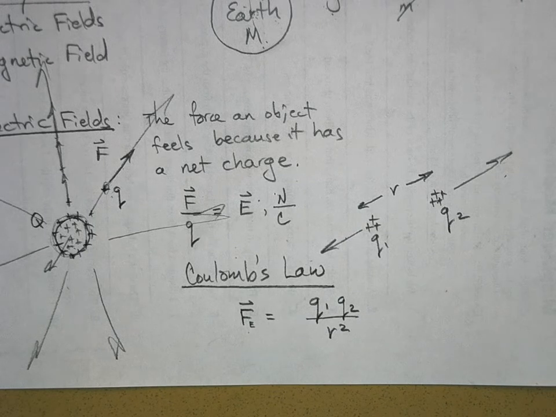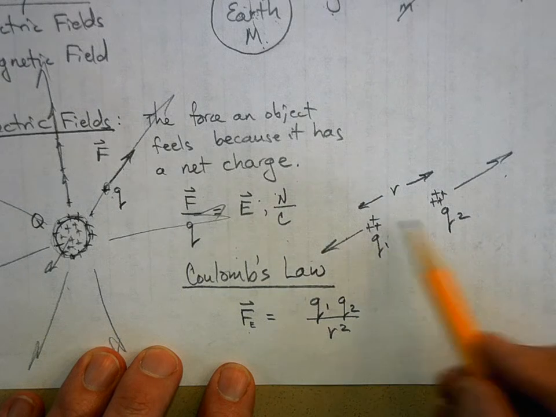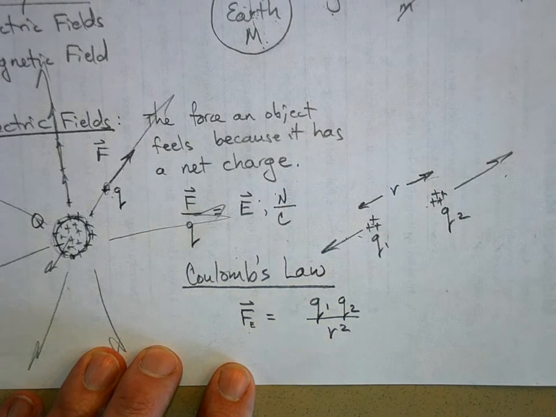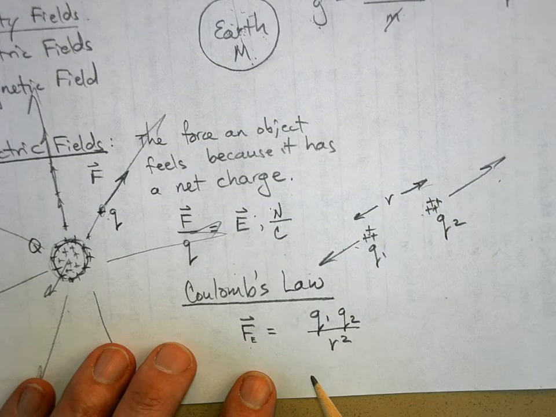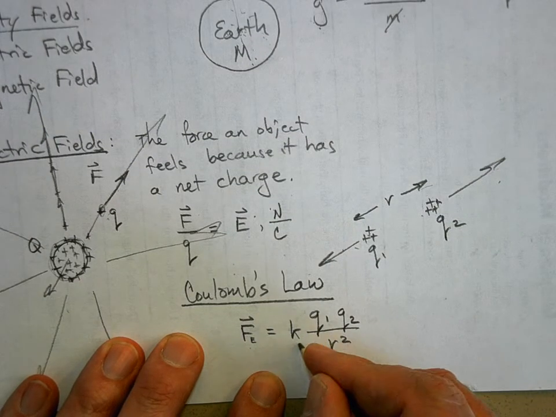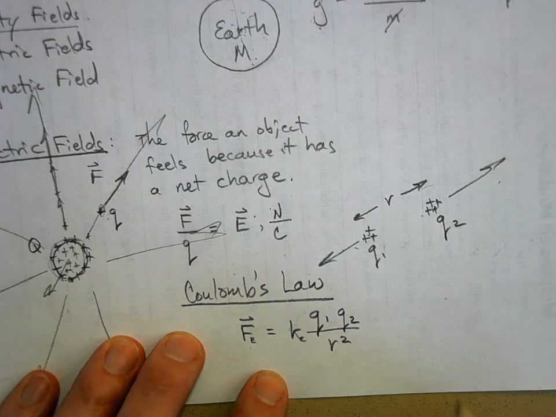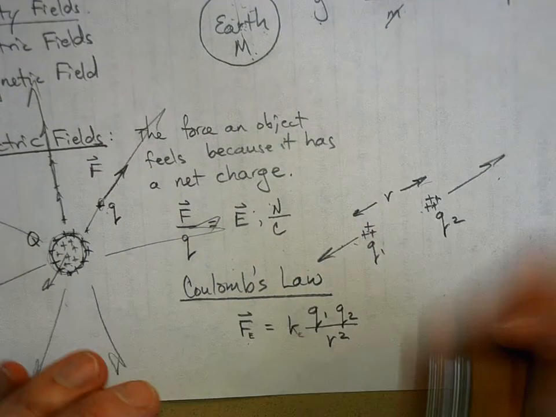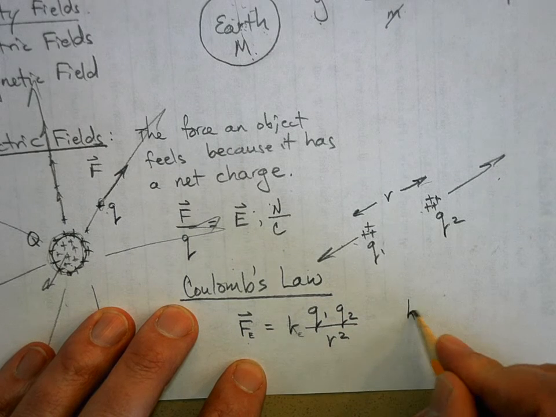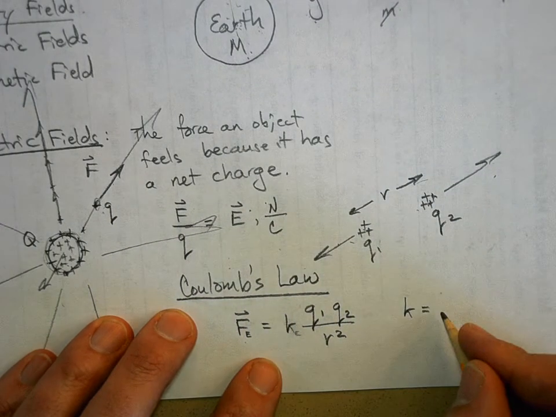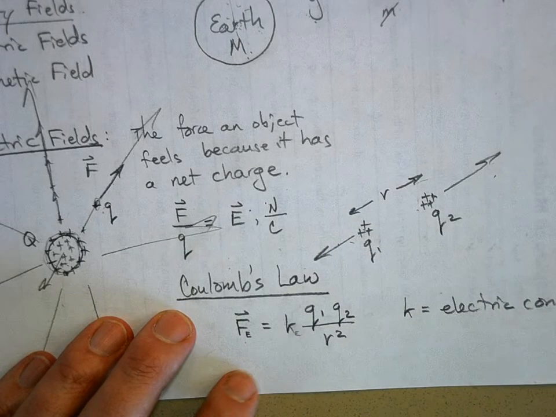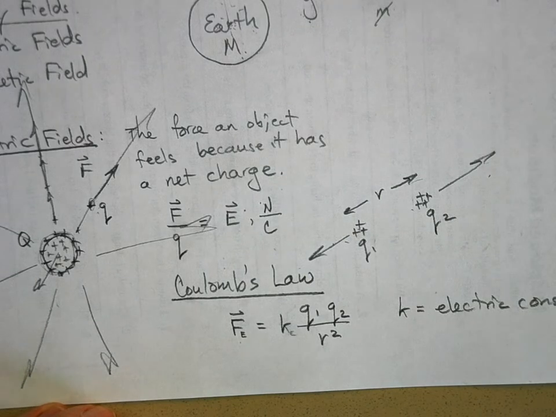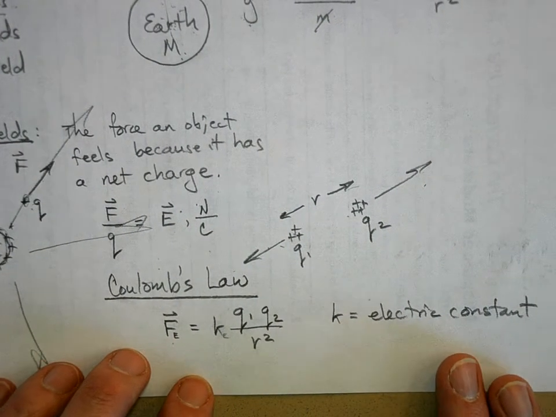Okay. But anyway, getting back to this, all you can do is change the charge and change the distance between them. So guess what we need? Well, with gravity we had big G, right here. Well, with the electric force, we're going to have what's called k sub E, or we'll just call it little k. We don't need the sub E on there. Now, this is a constant of nature. It is the electric constant. And it's very different than the gravitational constant.